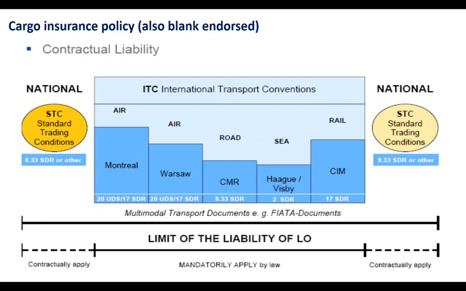So when it comes to the rail transport, it is governed by the CIM. And then the sea transport, that's maritime transport, is regulated or governed by the Hague-Visby. And then the road transport is governed by the CMR. The air transport is governed by the Warsaw Convention and then the Montreal Convention. And then we also have the national standard trading conditions for the particular countries. And these things automatically set out the liability of the carrier based on the transport mode that is being used.